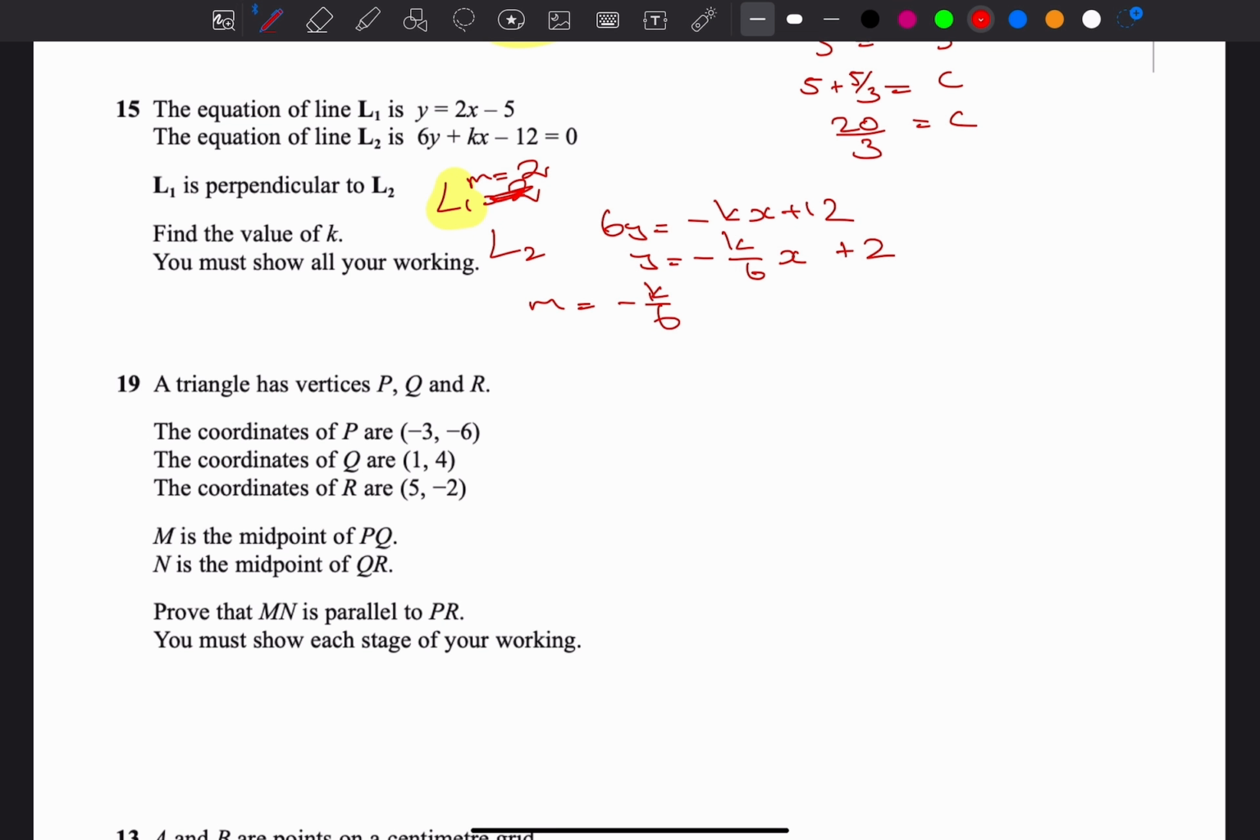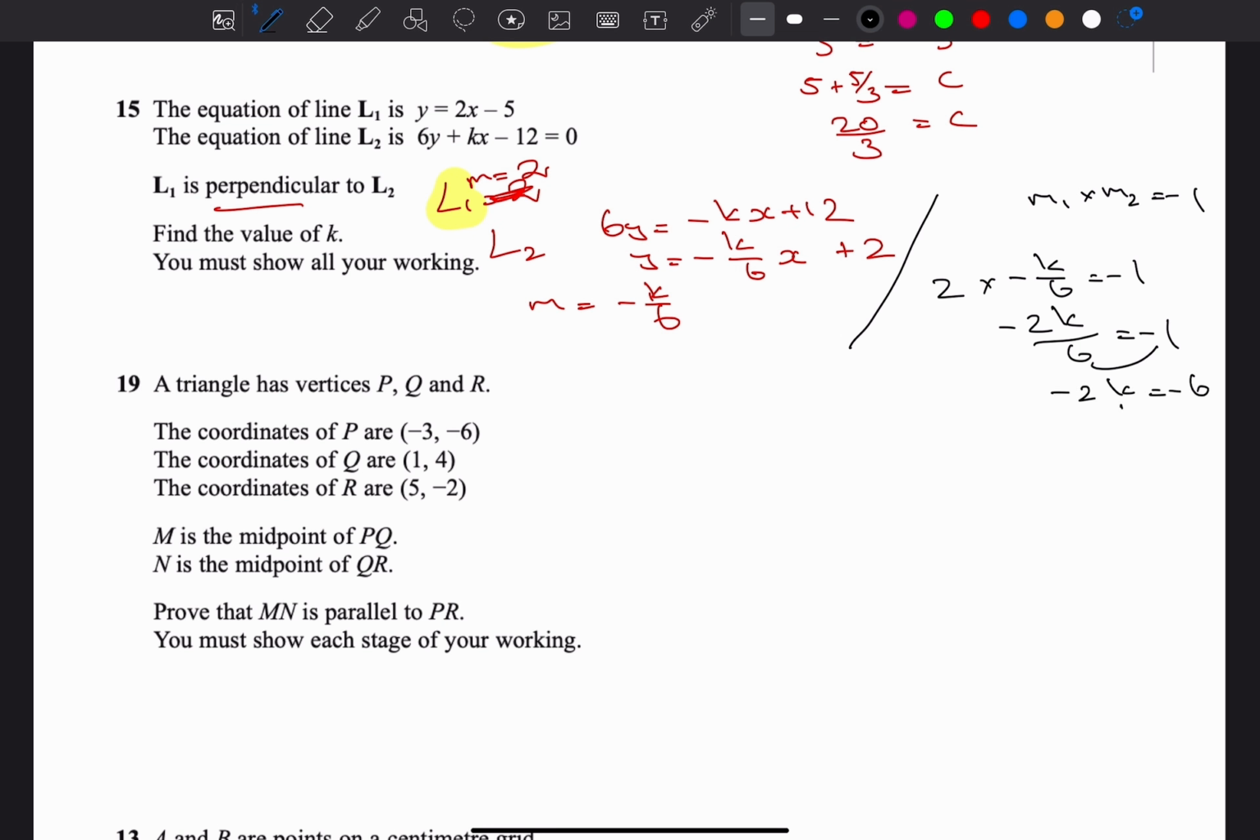So remember, what did I say? If you have two perpendicular lines, if you want to show they are perpendicular, m1 times m2 is minus 1. So m1 is 2 times m2 is minus k over 6, should equal minus 1. That will give you minus 2k over 6 equals minus 1, times it here, minus 2k equals minus 6, k is 3.